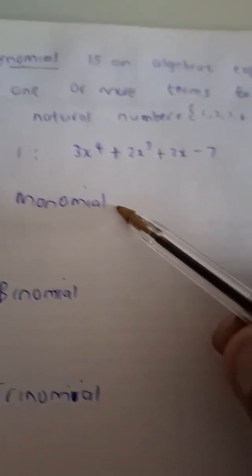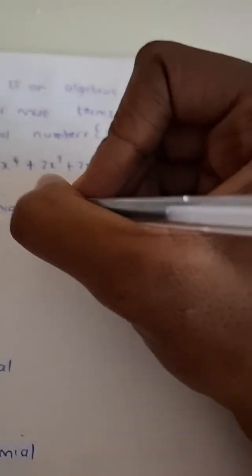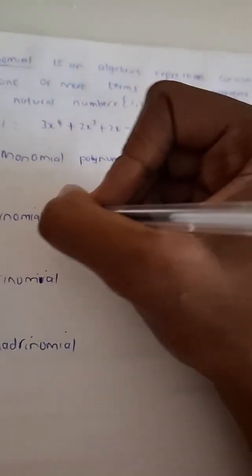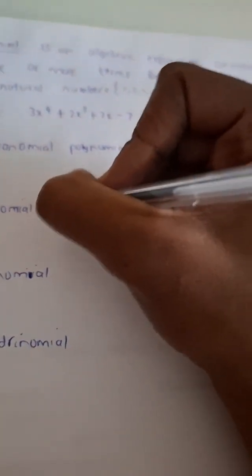So a monomial, what is a monomial? A monomial is simply a polynomial that has what? Maybe I can ask you, a polynomial that has what? You tell me. I'm gonna leave it blank. You tell me.